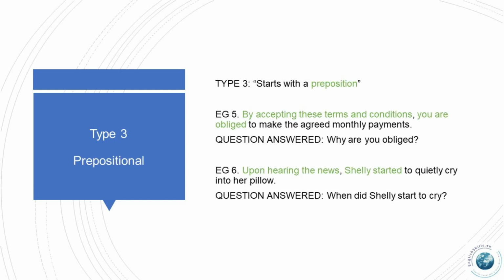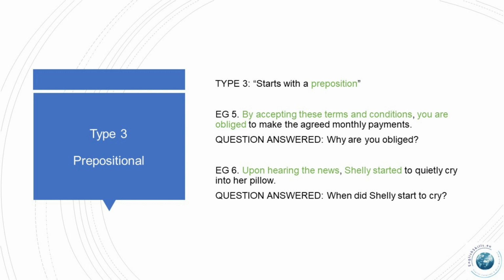Type 3, prepositional. A preposition, as we said, is a word such as by, upon, for, in, on, at, etc. Example 5, by accepting these terms and conditions. Interesting. Comma, you, okay, so in this case you are the subject, are obliged to make the agreed monthly payments. We've all been there, probably gas, electric, etc.